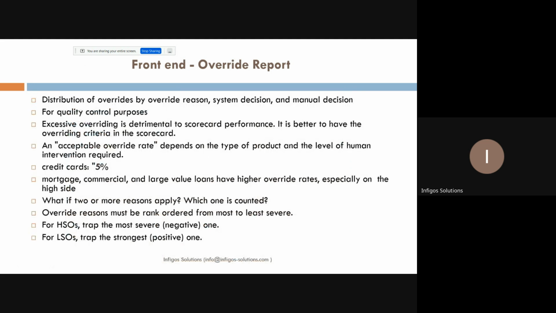So when you talk about override, you need to always specify the reason. It could be a system reason, it could be a manual reason. For quality purposes, you want to ensure that there is an acceptable override rate depending upon the type of product. For credit card, this override rate is 5%. For mortgage, commercial, and other loans, a higher override rate will be acceptable. But there is a regulatory requirement that there should not be too high an override rate.